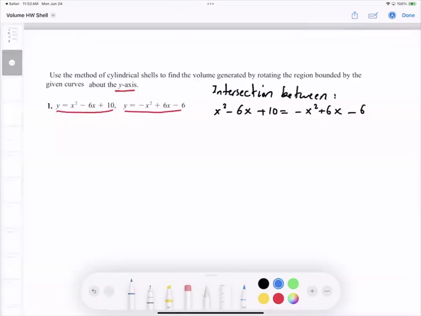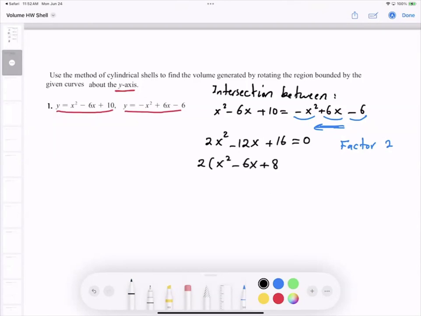So bring this term to the other side, the linear term as well, and the constant. Move all to the left-hand side. You get 2x squared minus 12x plus 16, and set it equal to 0. Make sure to factor out 2 to simplify it as much as you can. You get 2 times x squared minus 6x plus 8 equal to 0.